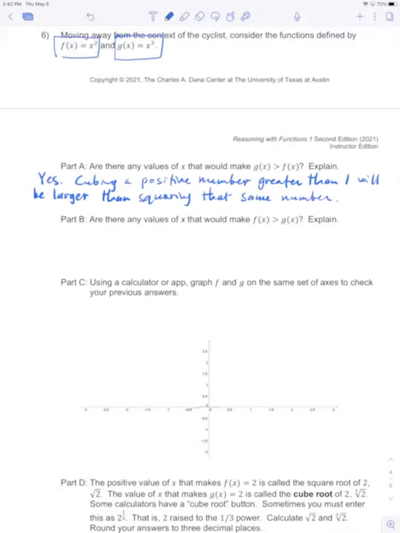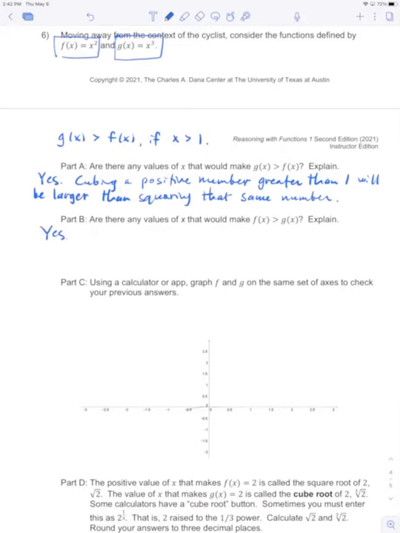If I wanted to write this mathematically, we could say something like g of x will be strictly greater than f of x if x is greater than 1. There we go. Part B, are there any values of x that would make f of x strictly greater than g of x? Again, here the answer is yes.